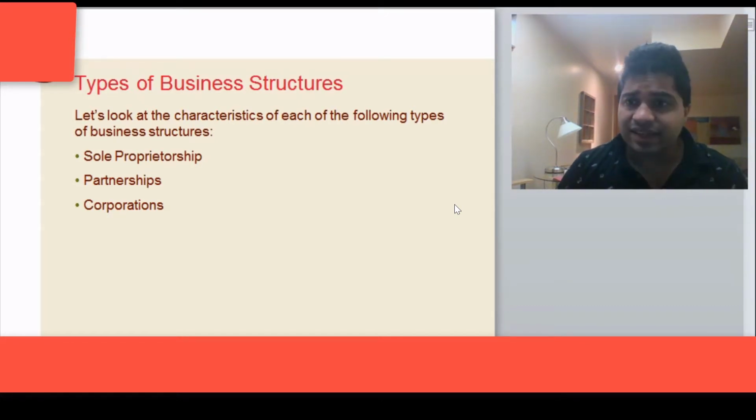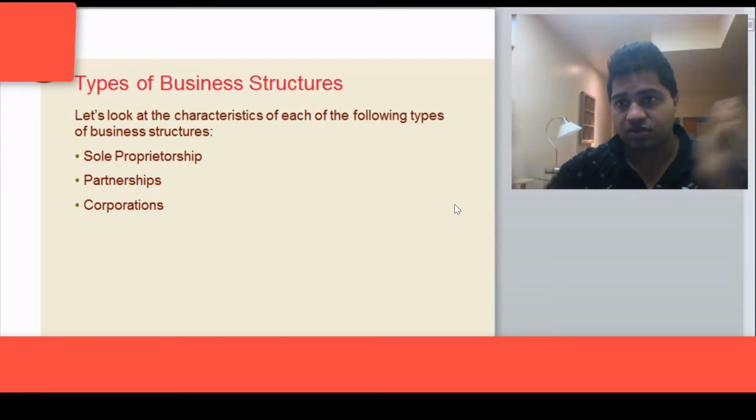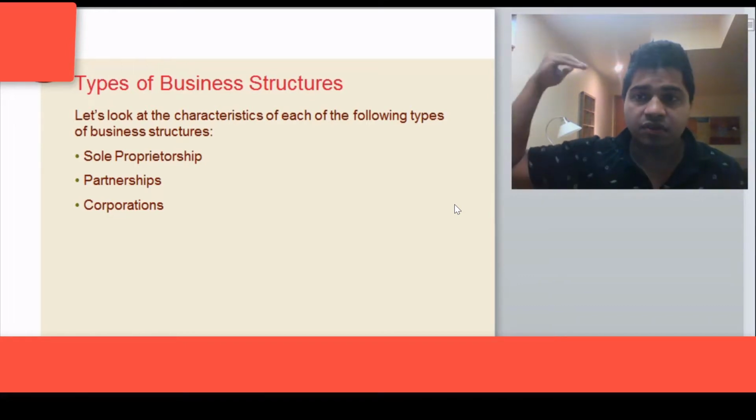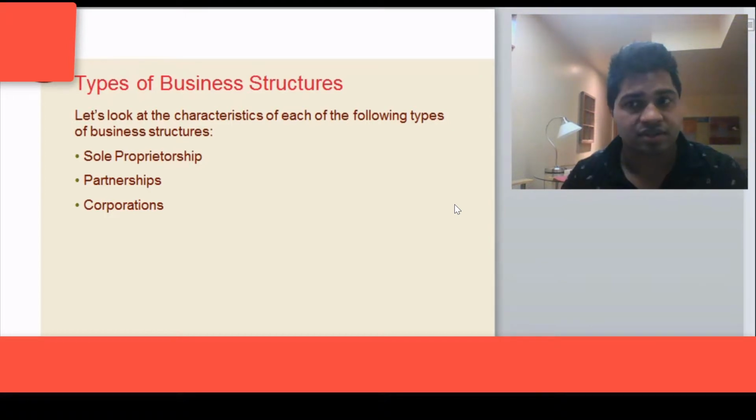In that case, there is no distinction between the business and their personal life. So they have more liability. What do I mean by more liability? If a creditor sues the business, they're indirectly suing the person. So there is no separation between the person and the business. So a sole proprietorship is an individual or a family starting a business. Second, there is no separation between the business and the personal affairs.